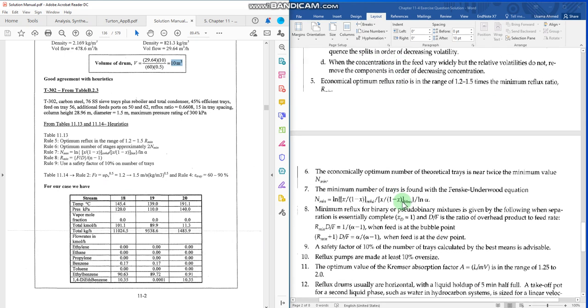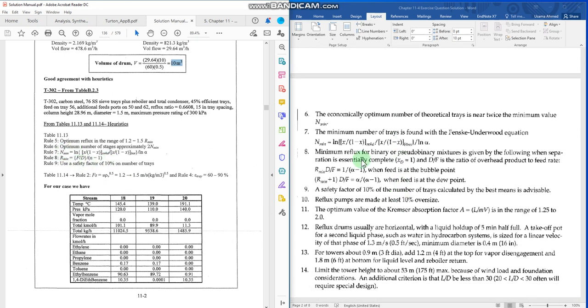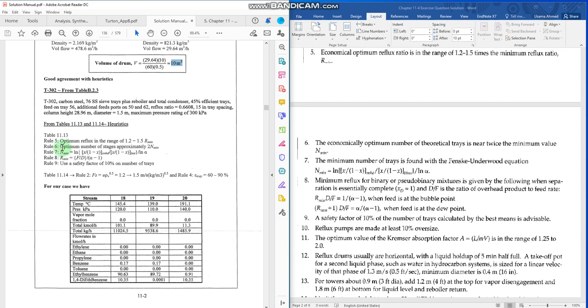If we slightly go down here, optimum number of stages is approximately 2 multiplied by N minimum, which is the minimum number of stages. So the economical optimum number of theoretical trays is near twice the minimum value N. Okay, so we can write 2 multiplied by N minimum. Heuristic number 7, and the minimum number of stages can be calculated using this Fenske's Underwood equation. So we can have this value here.